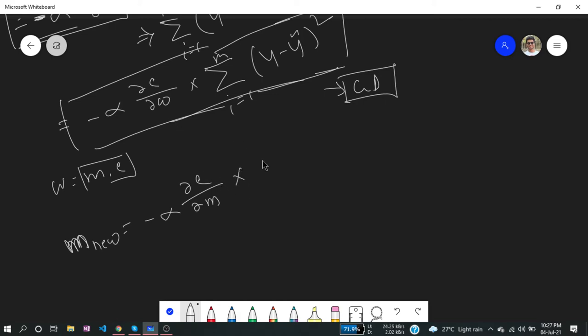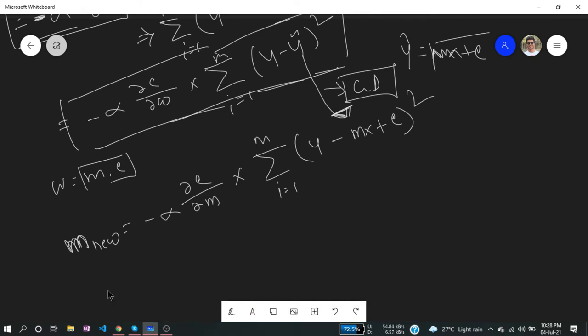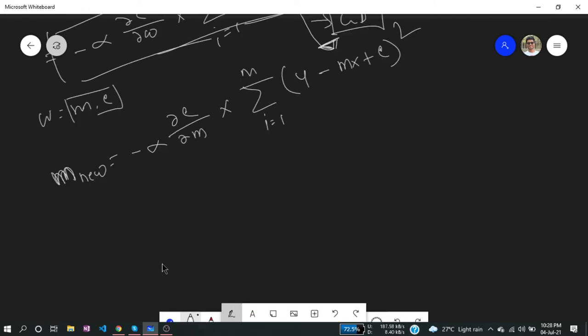Now we can see it has become the summation from i equal to 1 to m, and what is the y hat here? Y hat is nothing but mx plus c, right? Because y is equal to mx plus c. That's why we write this term here like that, then the whole square. So now this is your new m.